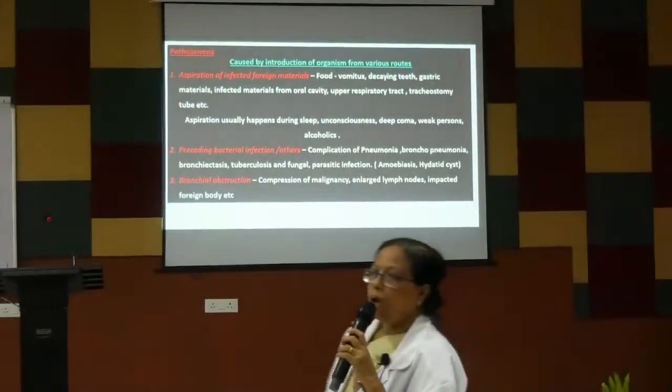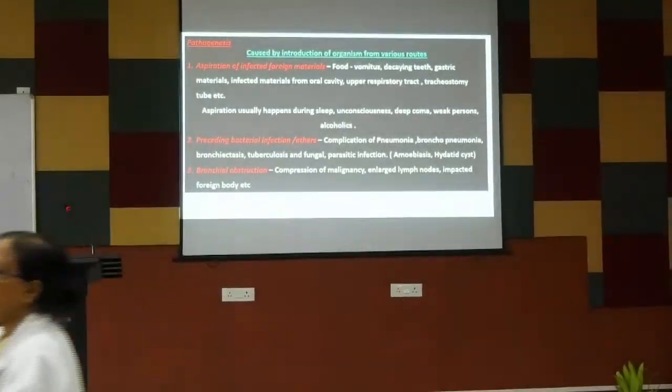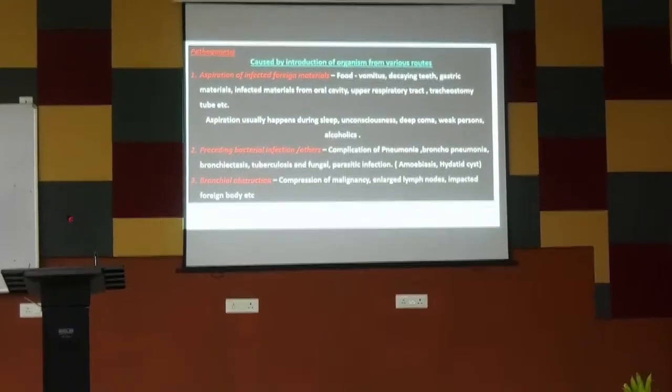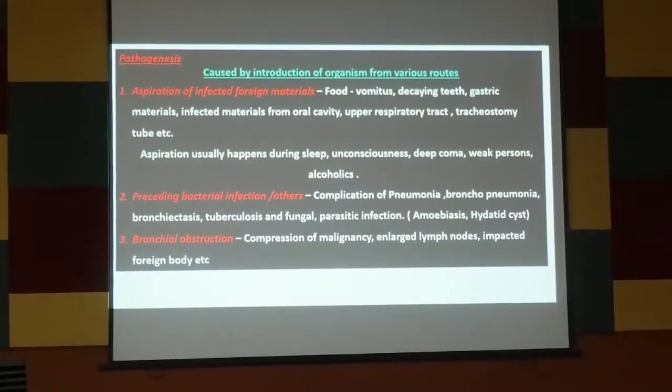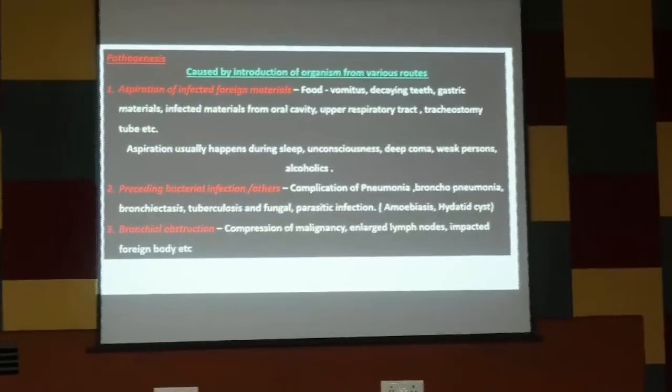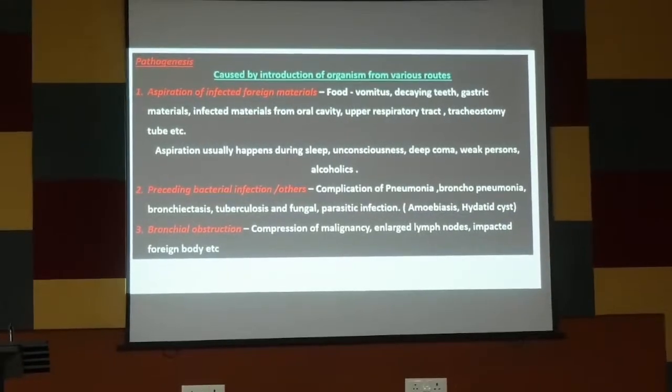Now the pathogenesis: how do these cause lung abscess? So I told you this is aspiration. Aspiration coming from food material, maybe from the upper GI, maybe the oral cavity, oral periodontal infection or denture, or it may be from the upper respiratory tract, or from an endobronchial tube or tracheostomy tube. They give rise to a septic focus and give rise to that aspiration.